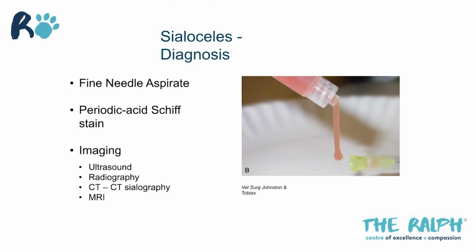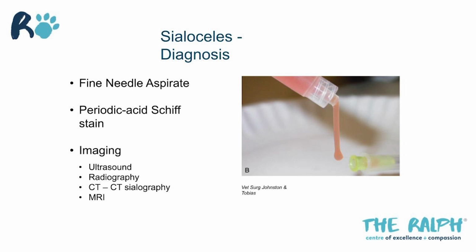So how will we diagnose sialoceles? History and clinical presentation: typically, you will have a swelling which is going to be soft on palpation because it's going to be fluid filled. These cases won't respond to antibiotics. If you give them a course, they will come back, and the swelling will still be there, maybe smaller in size or a little bit bigger.